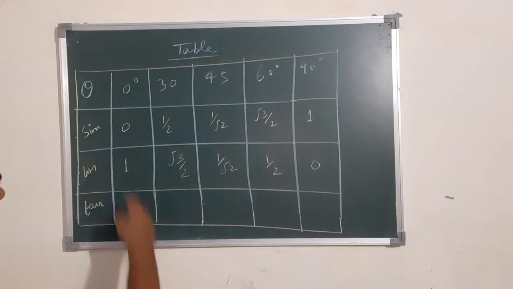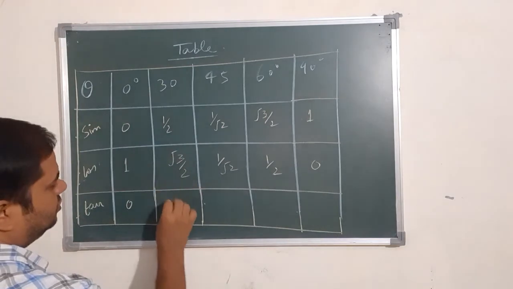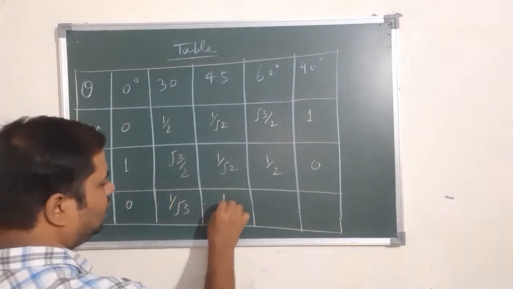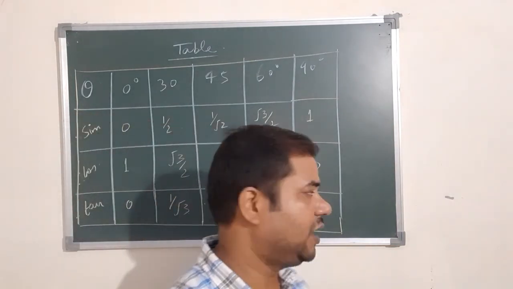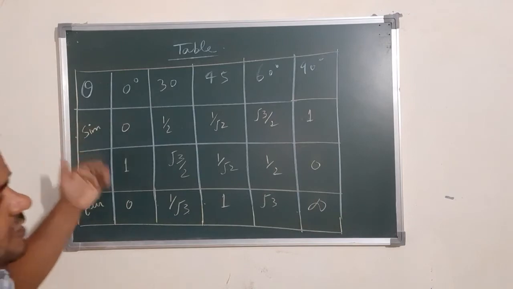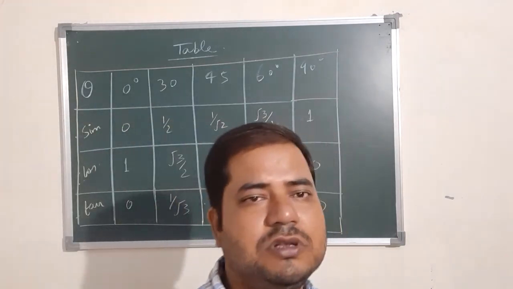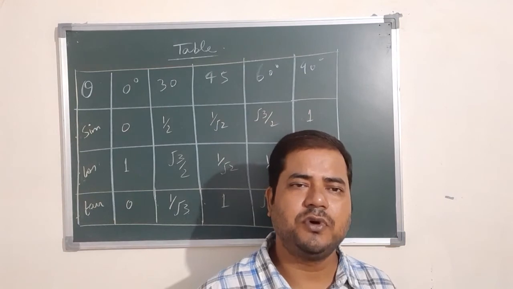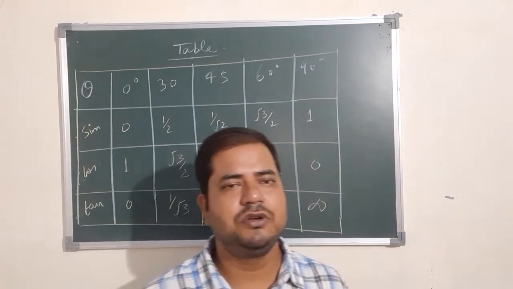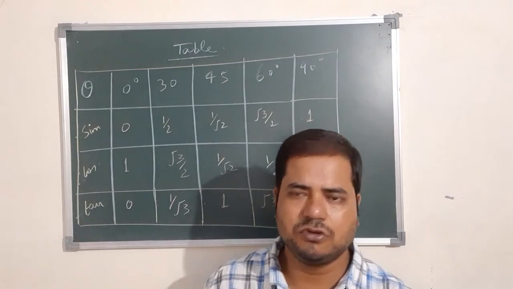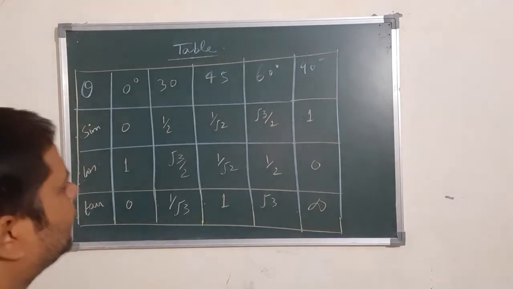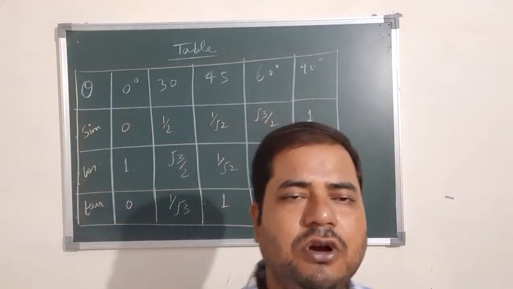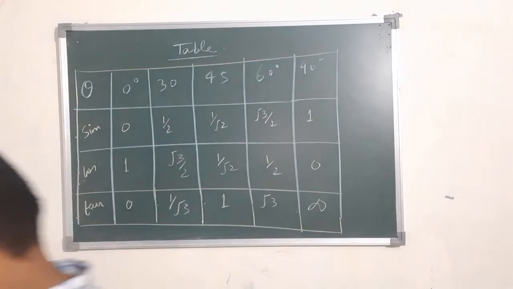And for tan we must divide. So 0 by 1 is 0, 1 by 2 divided by root 3 by 2 is 1 by root 3, then 1, then root 3, and this is infinite. Okay, so this is the table, and for the rest of them you just reverse it. Suppose cosec 0, then 1 upon sine 0. Sec 0 is 1 upon cos 0. I have already told you, inverse relation. So note it down, and then I will tell you how we will find these values.